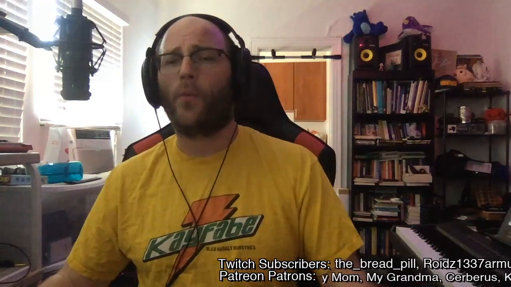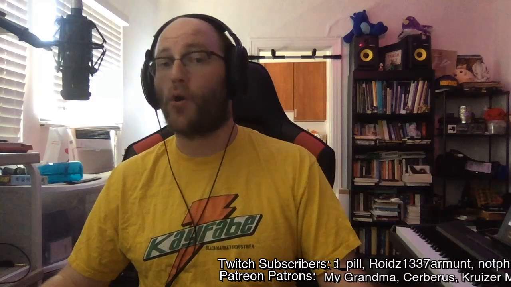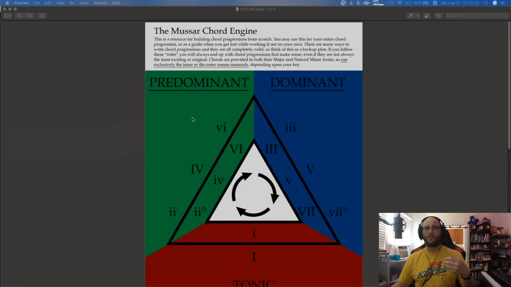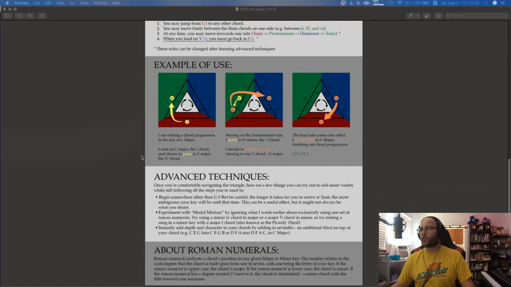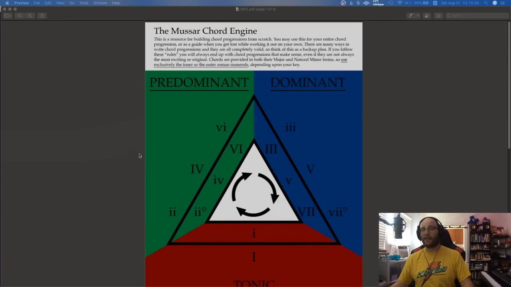So what I wanted to talk about was this thing that I call the Mussar chord engine. So this is the Mussar chord engine. This is a PDF document I made a couple of years ago where I was trying to take a lot of the concepts that I learned in school. None of the stuff that you're seeing here is actually super original to me. It's all been something very codified into music theory education, but I wanted to turn it into something that was easier for the non-academically trained musician to understand. And it's a short little document. It's a two-page PDF. I'm going to have a link to the download for this in the description below.